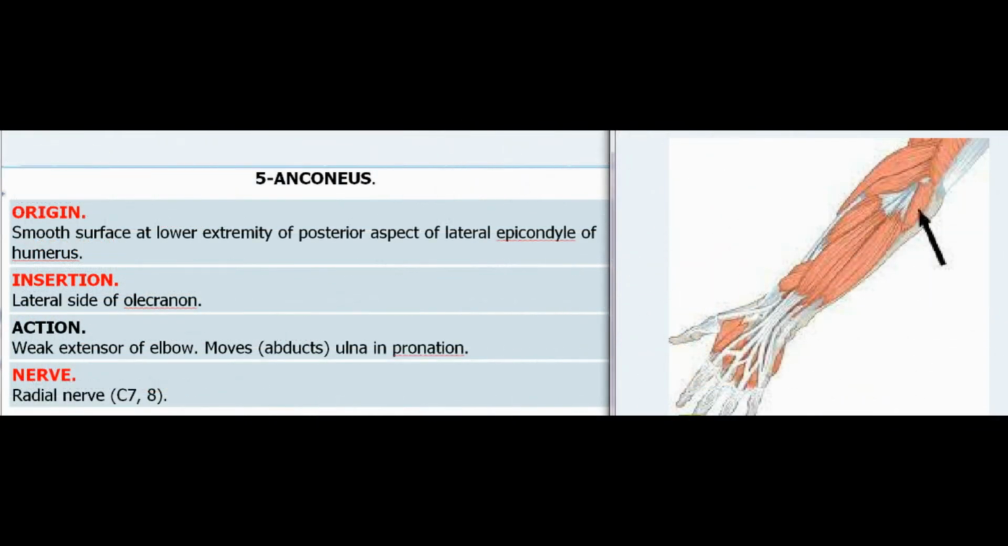5. Anconeus. Origin: smooth surface at lower extremity of posterior aspect of lateral epicondyle of humerus. Insertion: lateral side of olecranon. Action: weak extensor of elbow. Moves, abducts, ulna in pronation. Nerve: radial nerve, C7, 8.